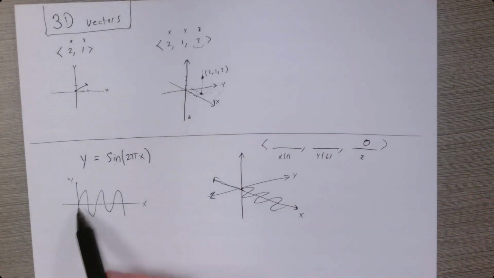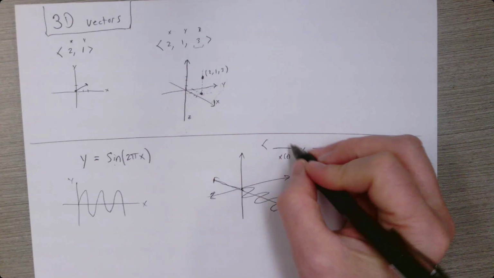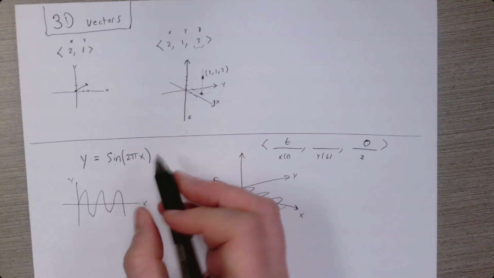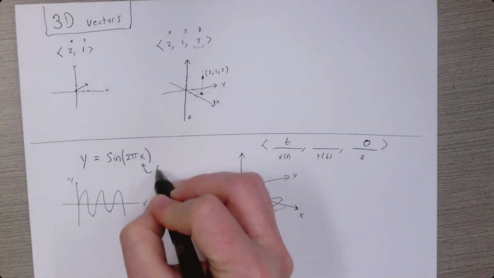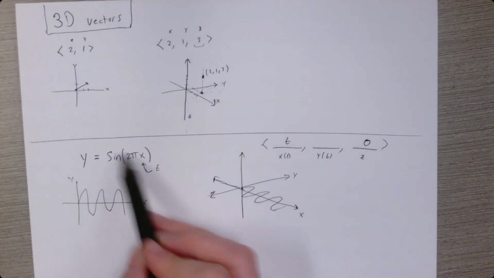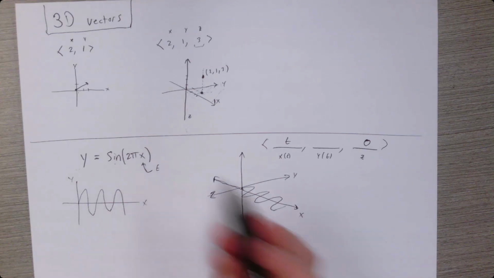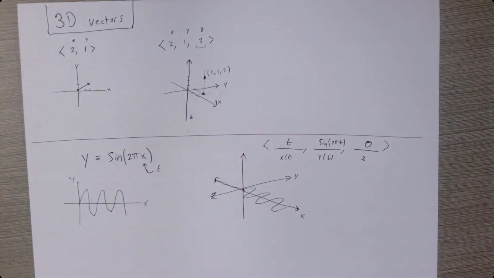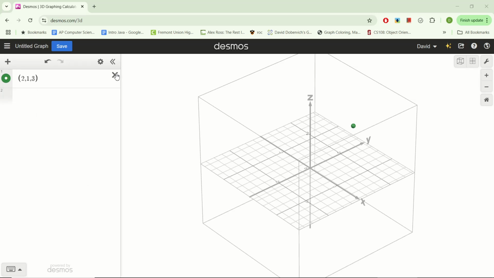Let's say that we're going to be moving in the x direction just the same as t. How will we calculate our y-coordinate? Well, if x is just the same as t, then y is going to be that function of t, sine 2 pi t. Let's go ahead and look at it in Desmos for a minute. So I'm going to remove that point. We said the x-coordinate is just t, the y-coordinate is going to be sine 2 pi t, and the z-coordinate is going to be 0.